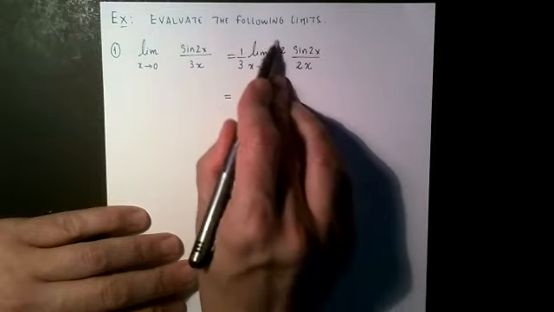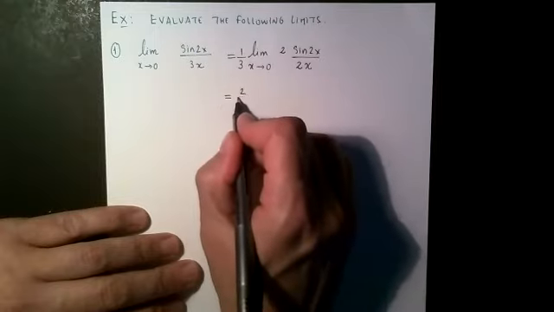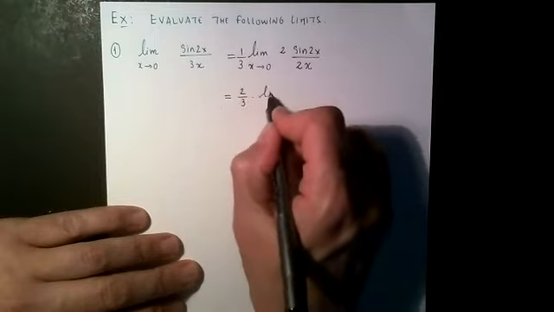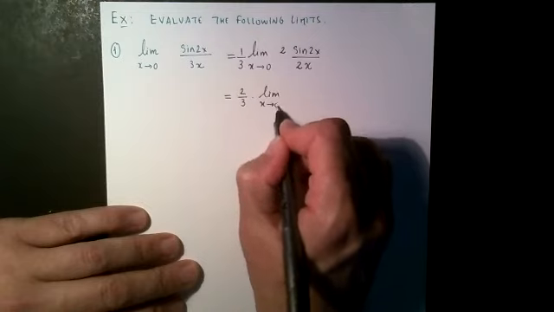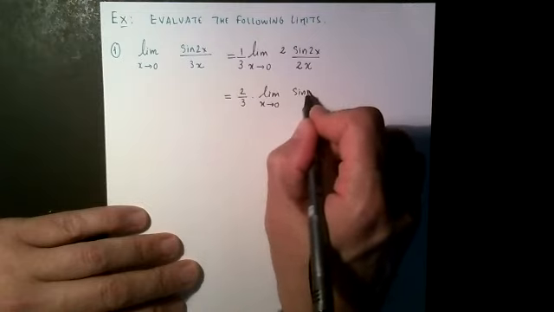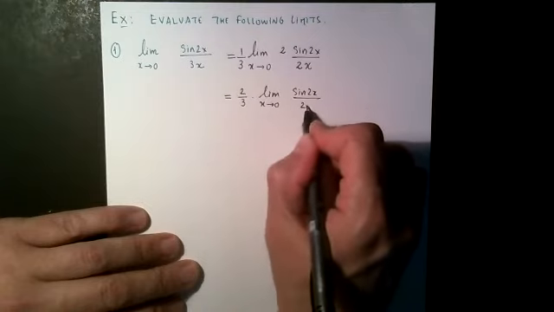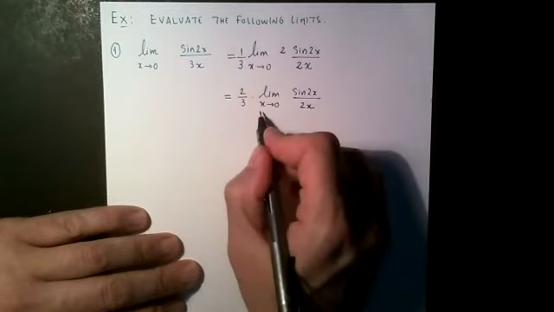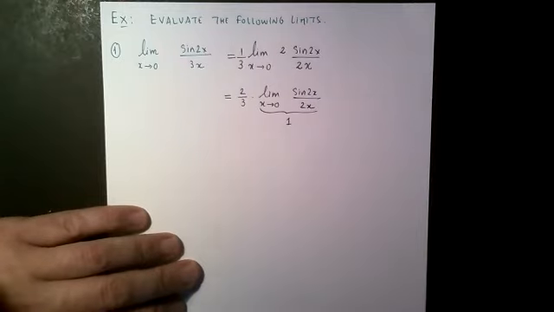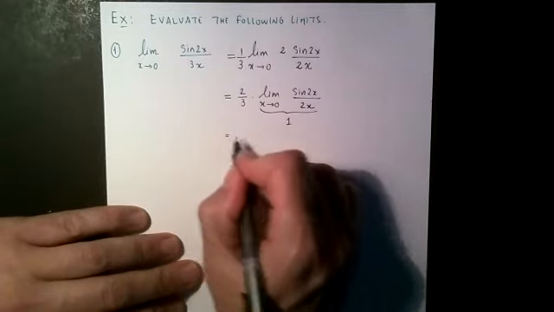And now I could pull out the 2 outside. So 2/3 times the limit as x approaches 0 of sine 2x over 2x. And now this I know is 1. And so my answer is 2/3.